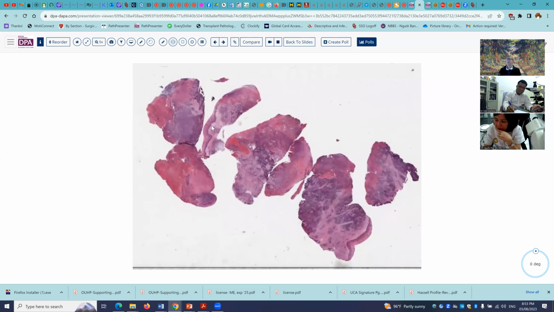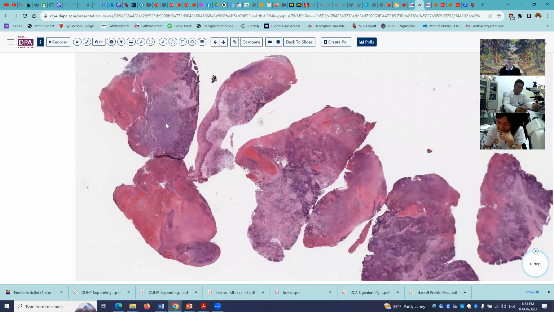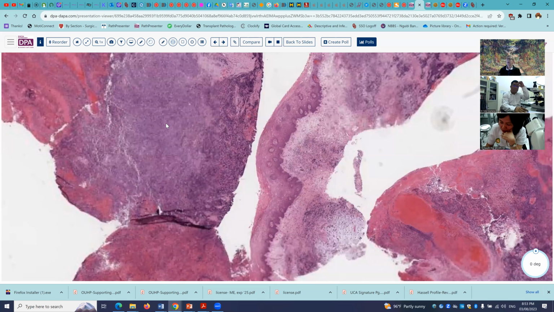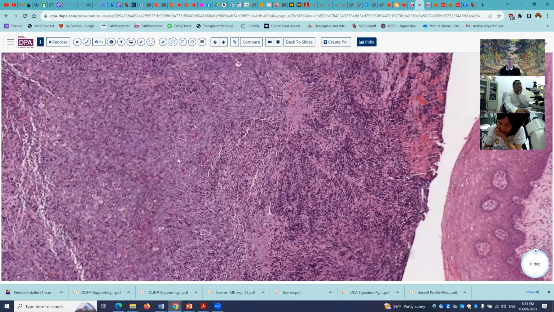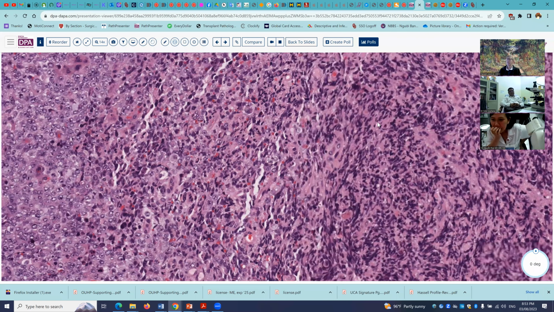Here is, as you can see, a cervical sample, squamous mucosa here, and a high-grade malignant neoplasm here. Very undifferentiated appearing. And so the differential would include just pure undifferentiated carcinoma, as well as poorly differentiated squamous carcinoma and neuroendocrine carcinoma.